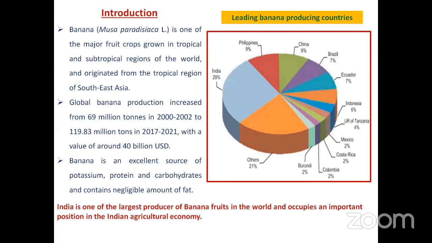In an area of about 5 million hectares, with a production of 119.83 million tons, giving a value of 40 billion US dollars. It's an excellent source of potassium, protein, and carbohydrates, and has a very negligible amount of fat. Here we can see that India has the maximum share in banana production, followed by China.